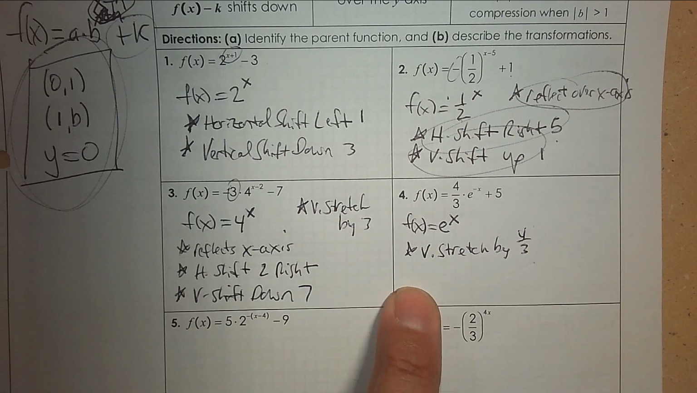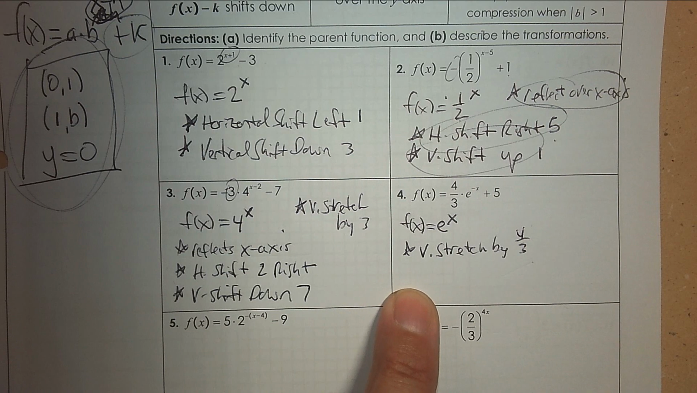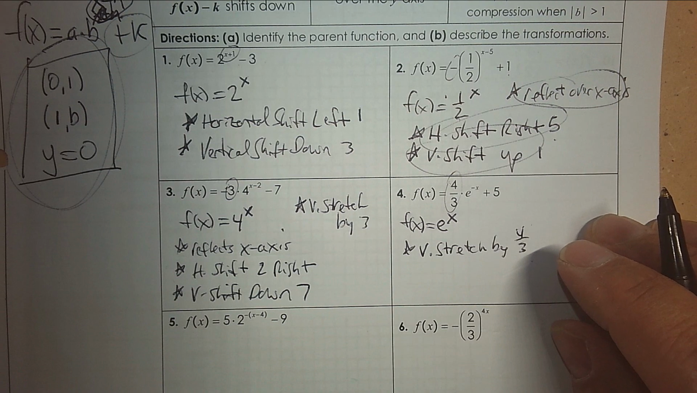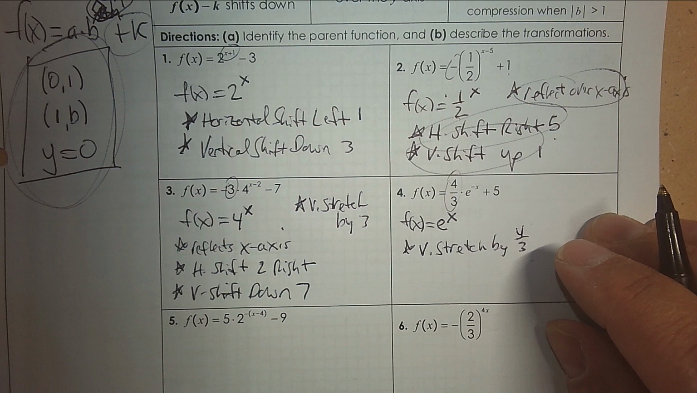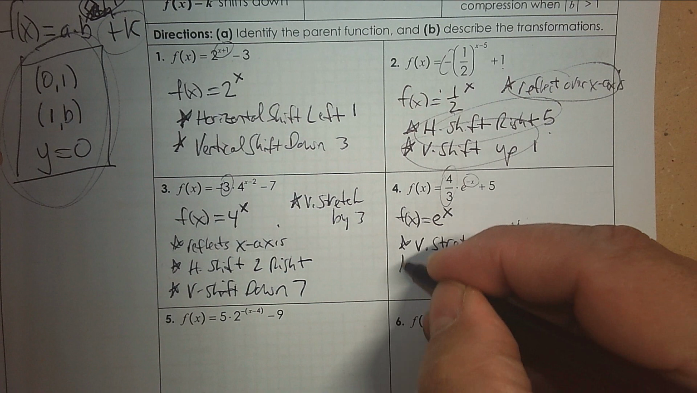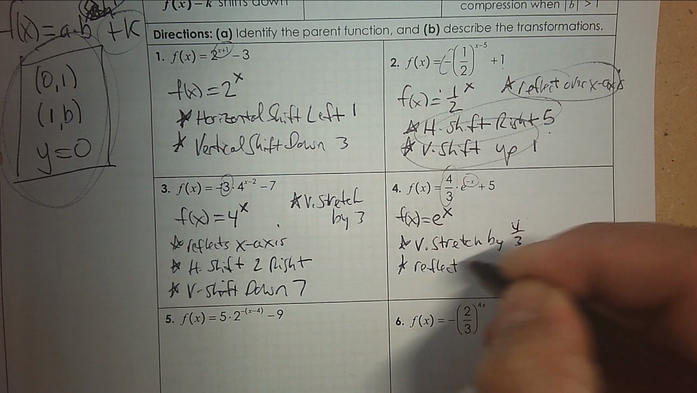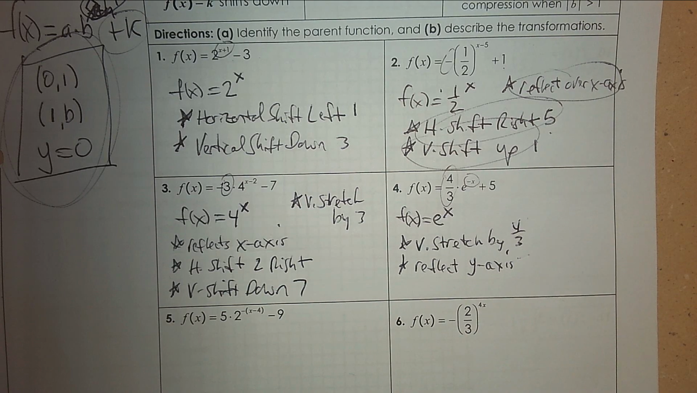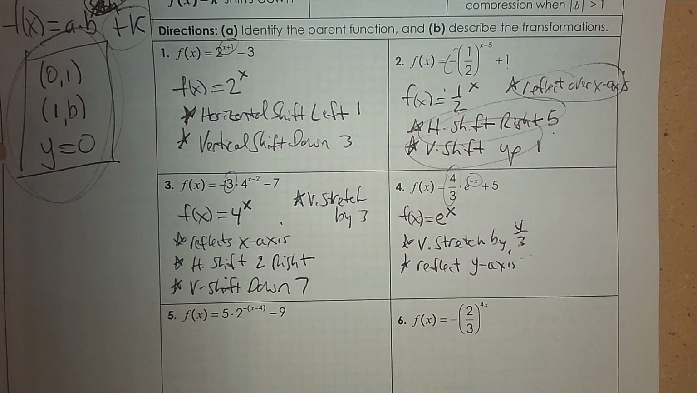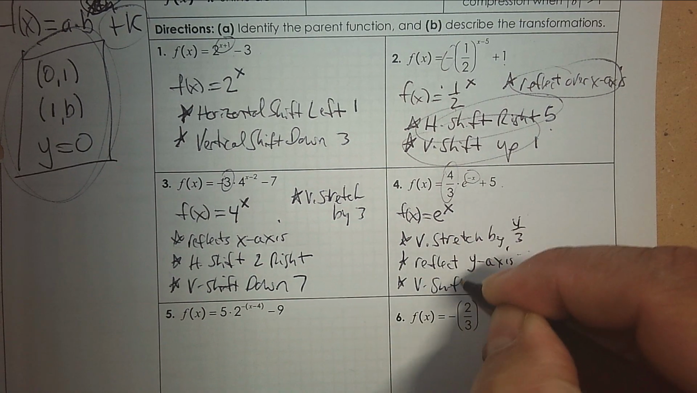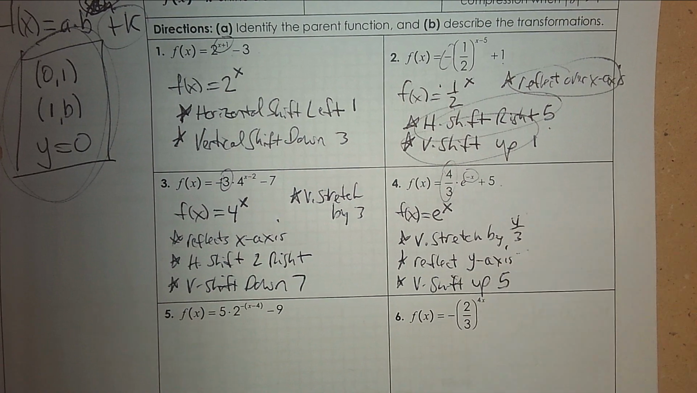So 4. Did you hear what I said about 4/3? Because it's bigger than 1, it's a stretch. If that number was less than 1, it would be a compression. So there's a vertical stretch. Don't make a mistake again. What does the negative do in the exponent? Which axis are we going to then? If it's in the exponent, it's the y-axis that it reflects. What's the next one? What does +5 do? Up how many? Perfect.